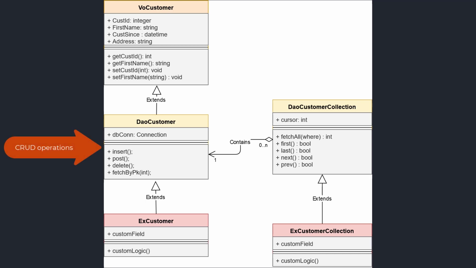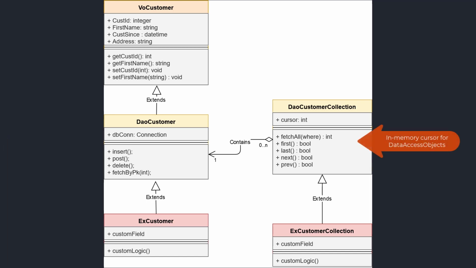It is called a DAO customer in this example and is inherited from the value object. This class is the one containing all the CRUD operations, such as insert, update, and delete. It also contains a method called fetchByPK, which fetches a single row from the database based on a primary key.